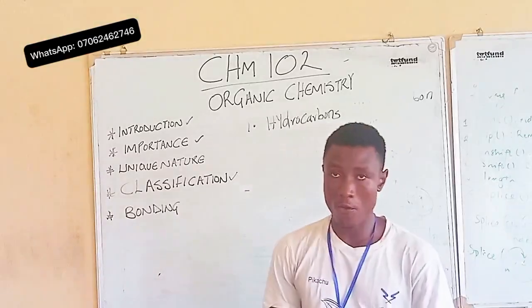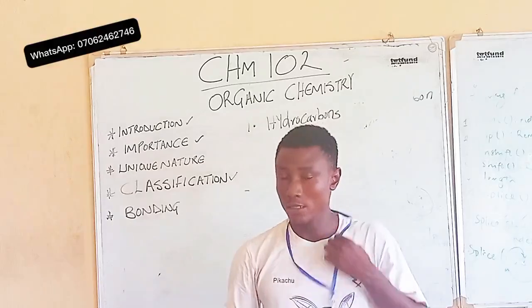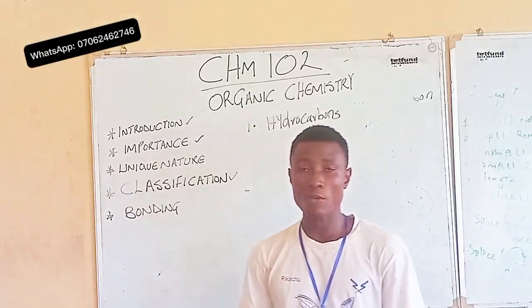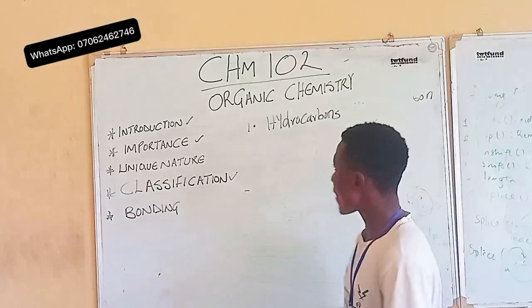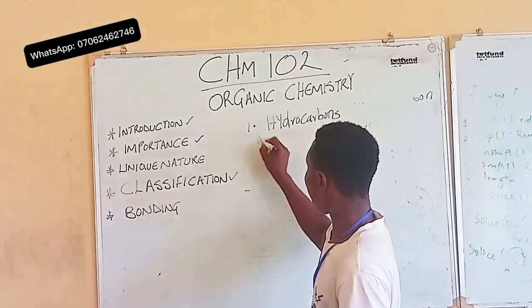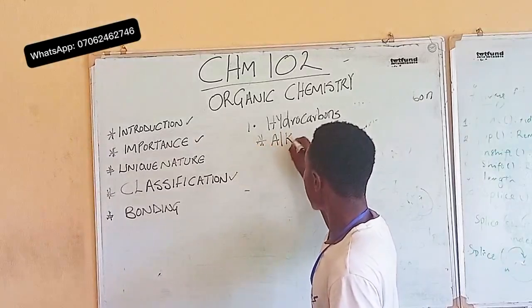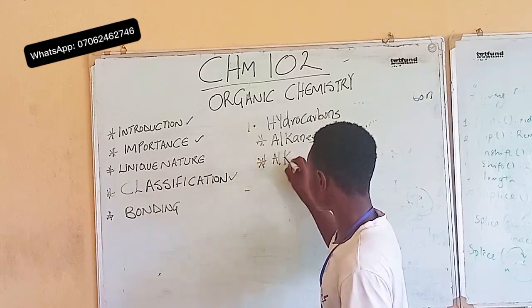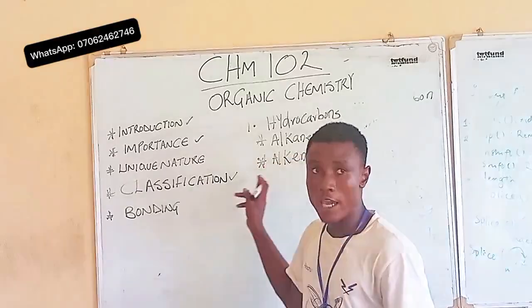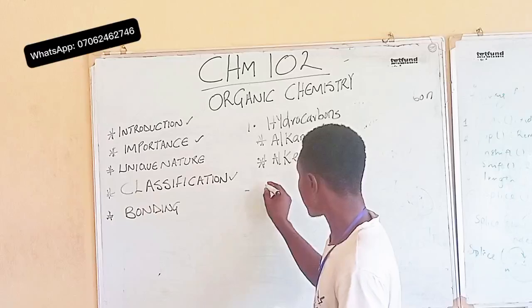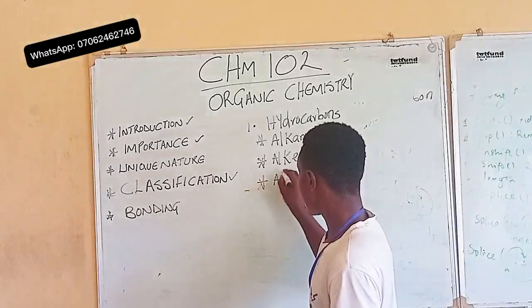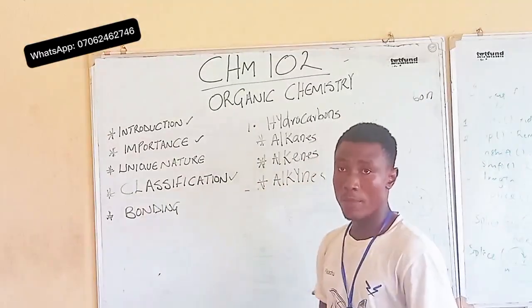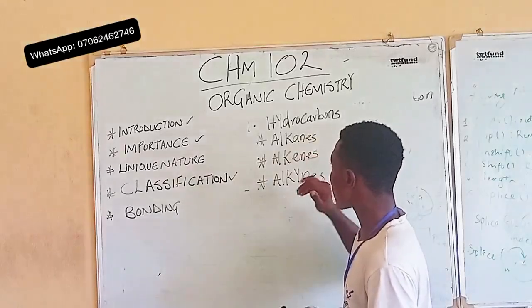Basically, we have four. We have the aromatic compounds, which are the derivatives of benzene. But basically, we have three: the alkanes, the alkenes, and the alkynes. So the three types of hydrocarbons I just talked about are the alkanes, the alkenes, and the alkynes.